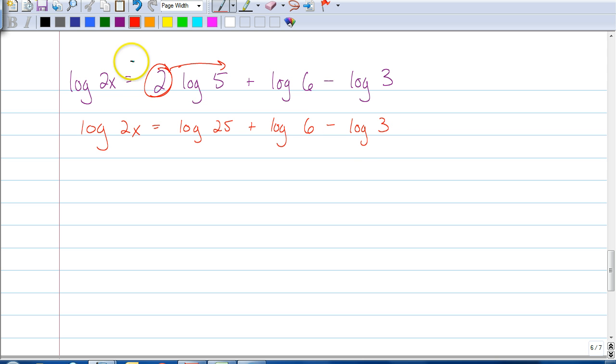And then what we would do is write the right side here as a single logarithm. So it's going to be 25 times 6, all divided by 3, because you're adding these two and minusing the other one. So we would multiply the 25 and 6 and divide by 3. 25 times 6 is 150, divided by 3 gives you 50.